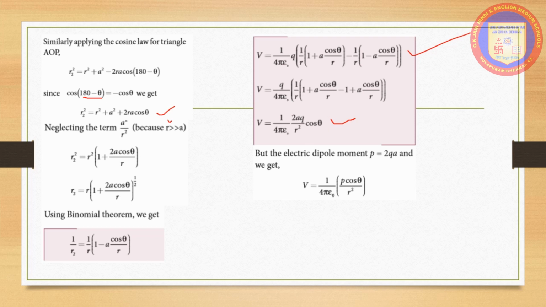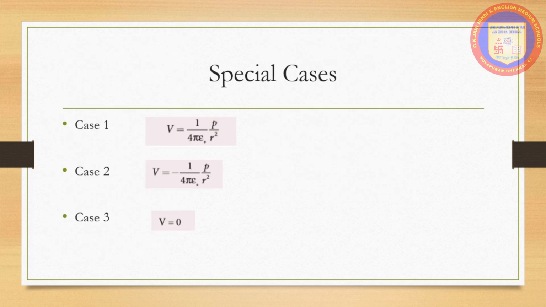Now the special cases. If the point P lies on the axial line of the dipole on the side of plus Q, then theta is equal to 0, and the electric potential becomes V is equal to 1 by 4 pi epsilon naught P by R square. If the point P lies on the axial line on the side of minus Q, then theta is equal to 180 degrees, and V is equal to minus 1 by 4 pi epsilon naught P by R square. If the point P lies on the equatorial line of the dipole, then theta is equal to 90 degrees, and V is equal to 0.